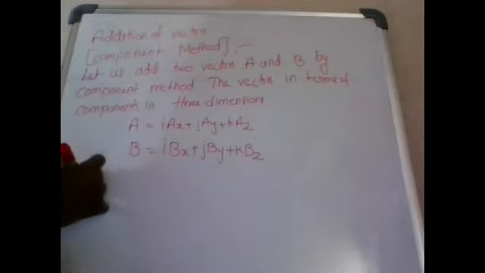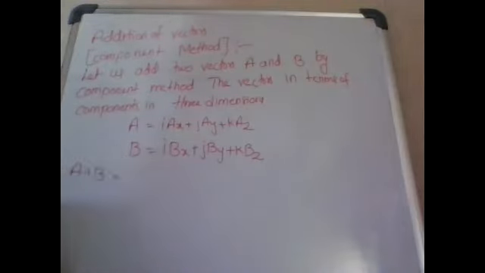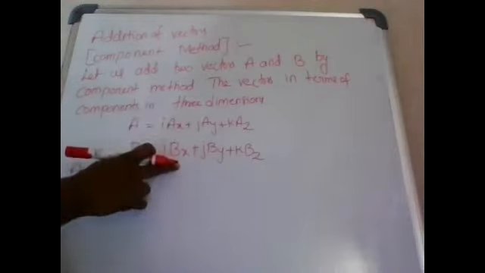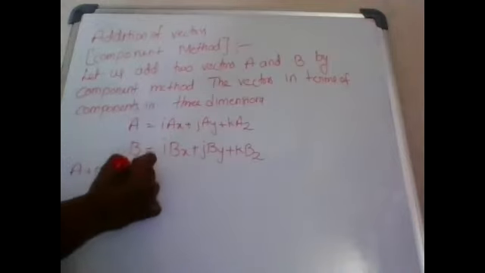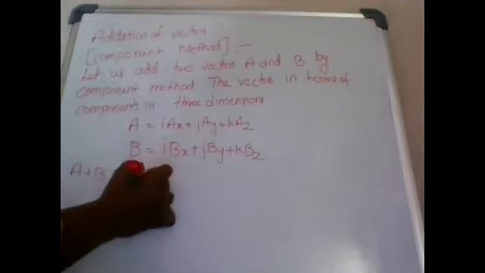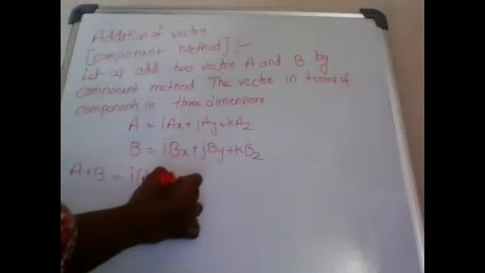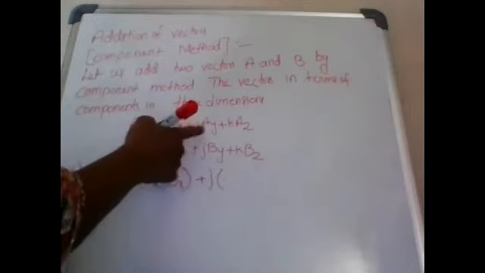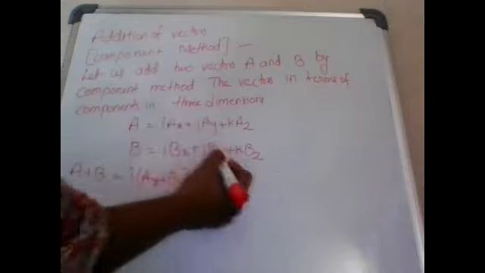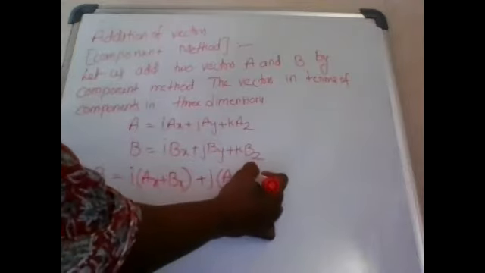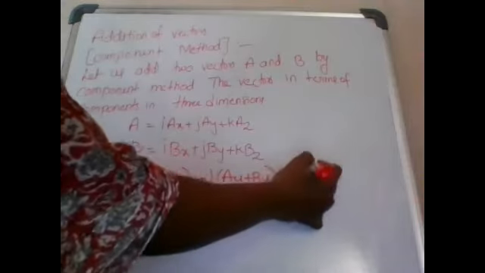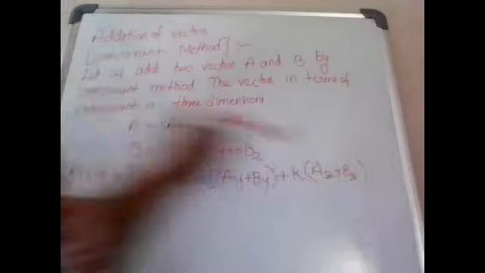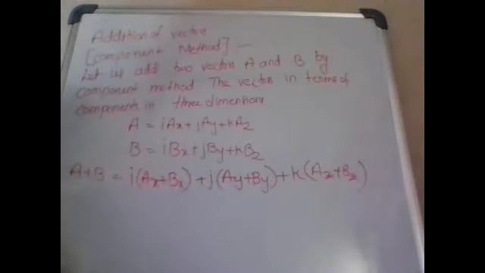So addition. Addition means A plus B equal to. Here A suffix x and B suffix x are both in the x direction. i is the unit vector: i into A suffix x plus B suffix x. j is the unit vector along the y direction: j into A suffix y, one component, B suffix y, another component, A suffix y plus B suffix y. Plus k is the unit vector along the z direction: k into A suffix z plus B suffix z. So this is the addition of vectors in component method.